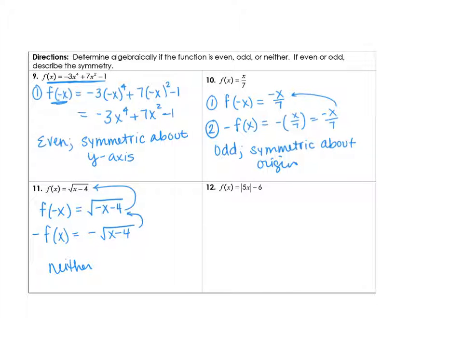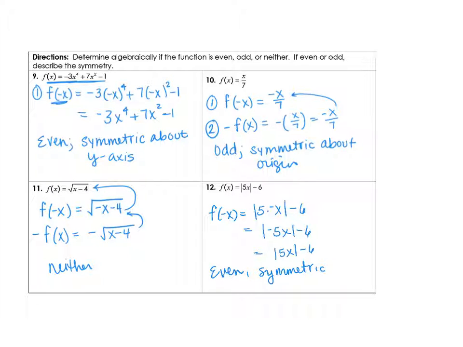And if we look at number 12, this one, again, we're going to start with f at negative x. So that's going to be the absolute value of 5 times negative x minus 6. And notice that gives me the absolute value of negative 5x minus 6, which is still the same thing as the absolute value of 5x minus 6. So this one is even, and we are symmetric about the y-axis.